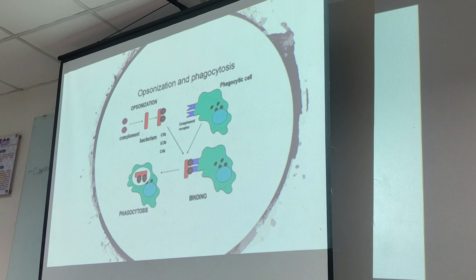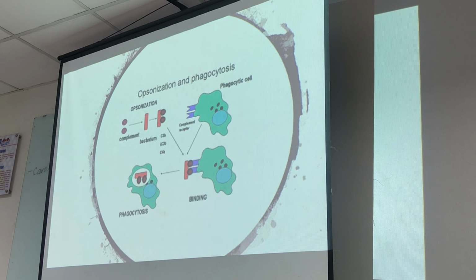Opsonization is the process where an opsonin binds to a pathogen and enhances its chances of being phagocytosed. Examples of opsonins would be immunoglobulins and even complement proteins like complement C3b and C4b.